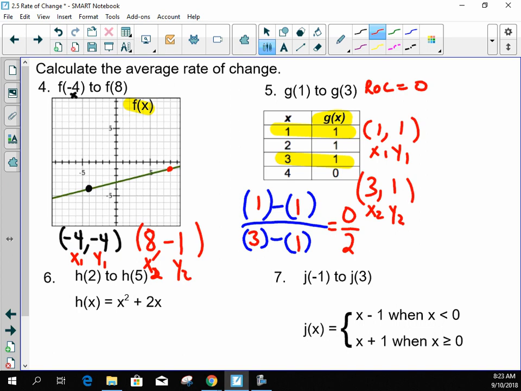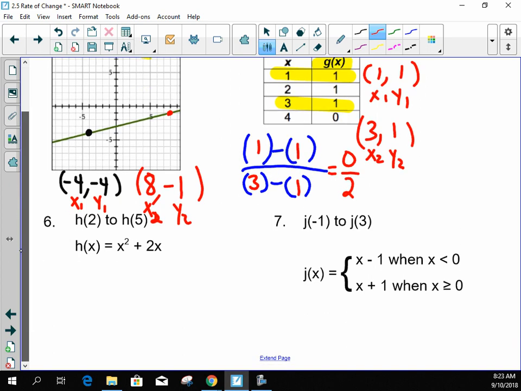All right. You went like this. Okay. 1 is at 1. 2 is at 1. 3 is at 1. And then 4 is at 0. So this is the line right here. There's your line. Okay, here we go.